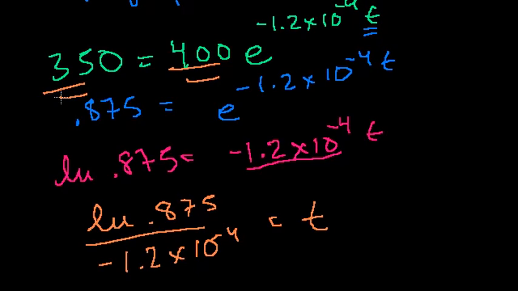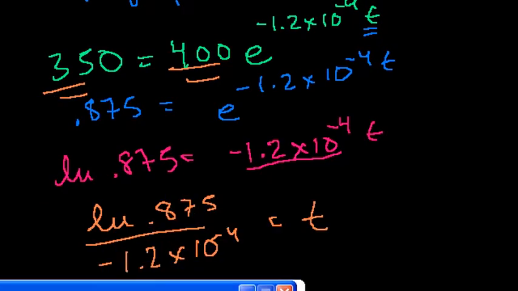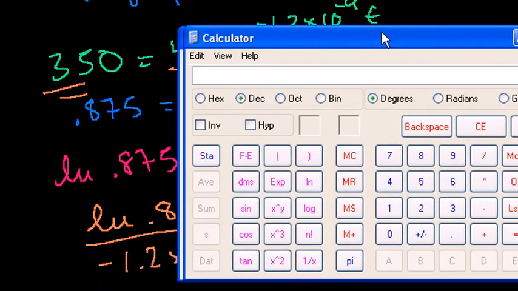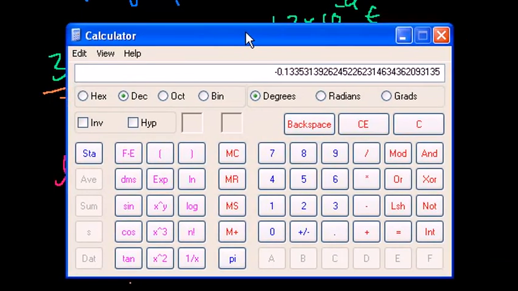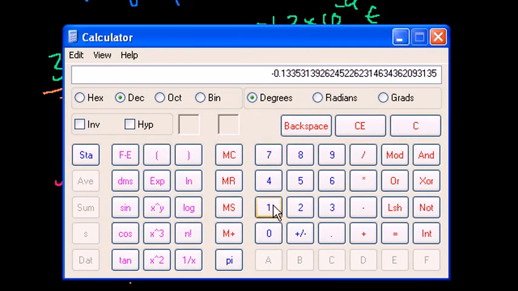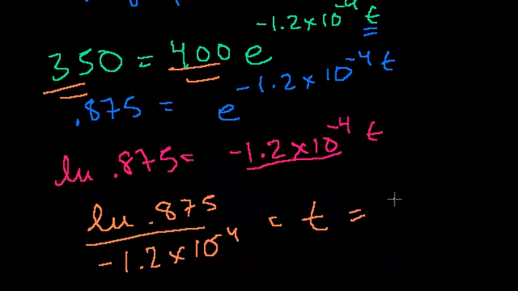To 350. So let me do the math. If you have 0.875, we want to take the natural log of it, and divide it by 1.2 e to the negative 4, and this is all a negative number. I'll just divide it by this, and then just take the negative of that. Equals that, and then I have to take a negative. So this is equal to 1,112 years to get from 400 to 350 grams of my substance.